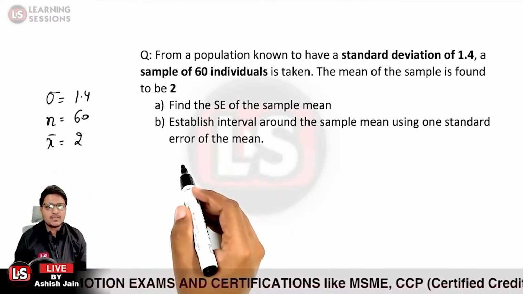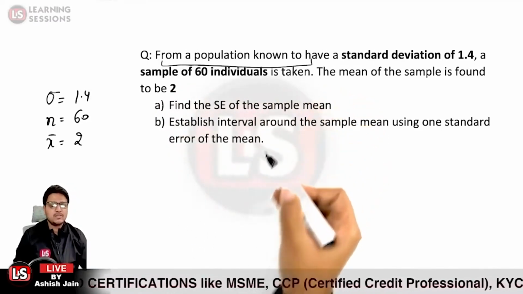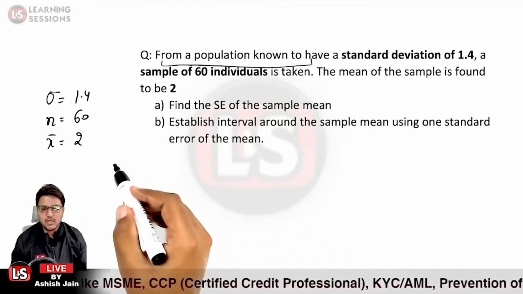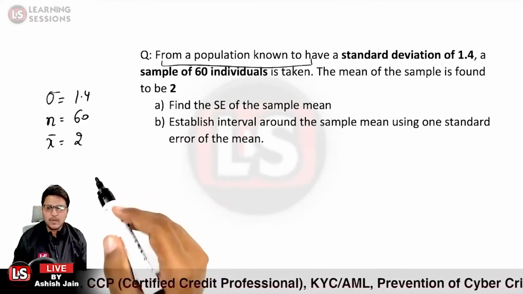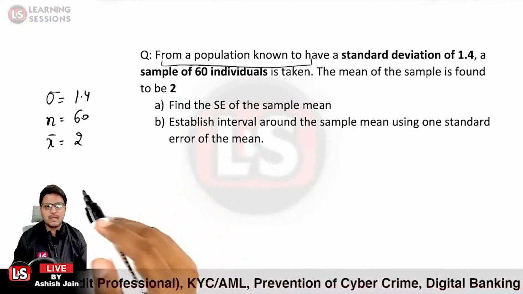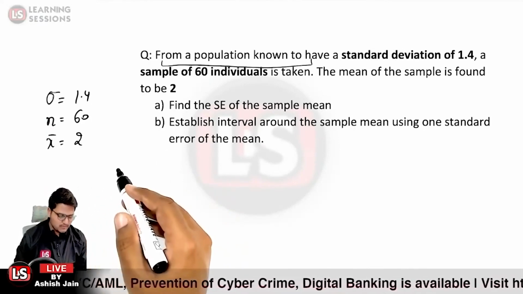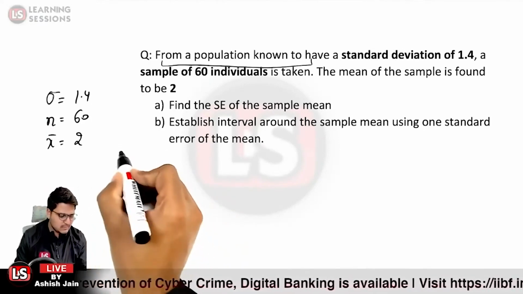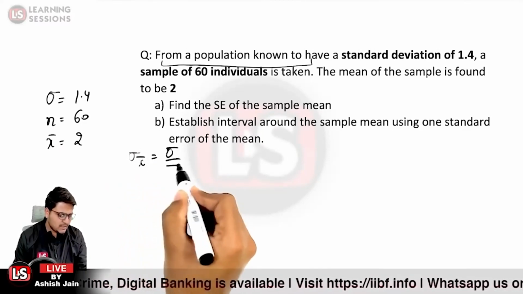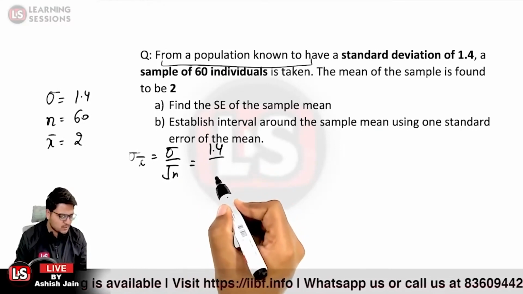So over here, just look at the population. From a population known to have a standard deviation, but the population size is not given, so we'll consider it to be a large population. So in that case the central limit theorem will be applicable. And further we can say that sigma x bar is equal to sigma divided by square root of n. That's quite simple. Now you must have all understood the procedure to calculate.